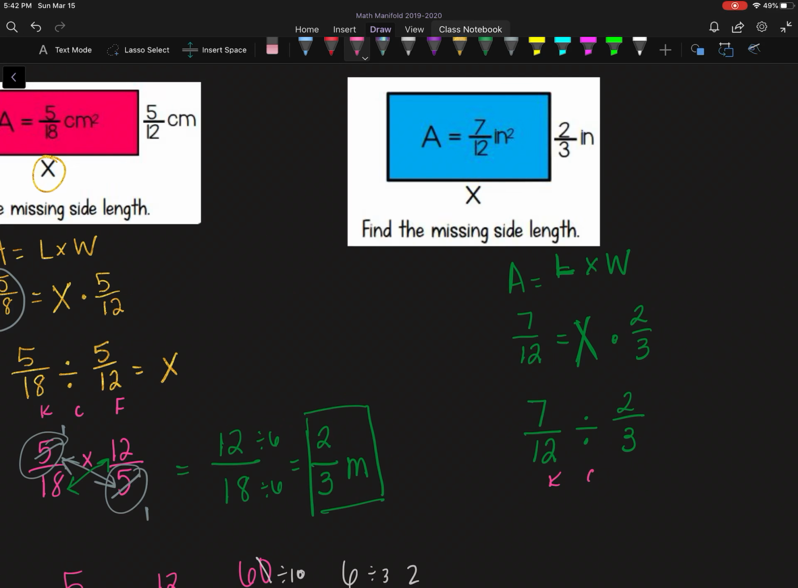So now I can walk through my steps of keep, change, flip. So I'm going to keep 7/12, change division to multiplication, and flip my denominator and my numerator. And again, this is where if you feel comfortable, you can cross simplify ahead of time. But we can just go through and multiply my numerators, which is 21, or multiply my denominators, which is 24. Either way, you are going to simplify, either before or after. It's just whatever you're most comfortable with.